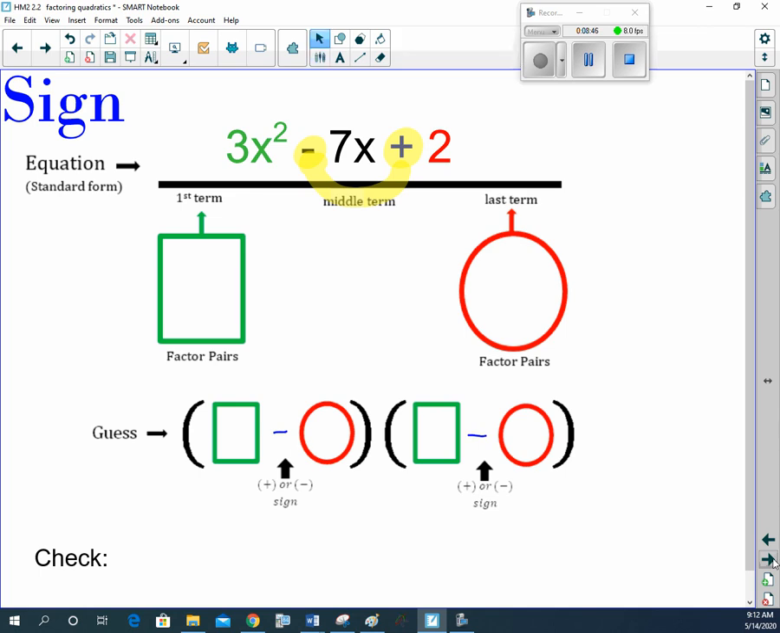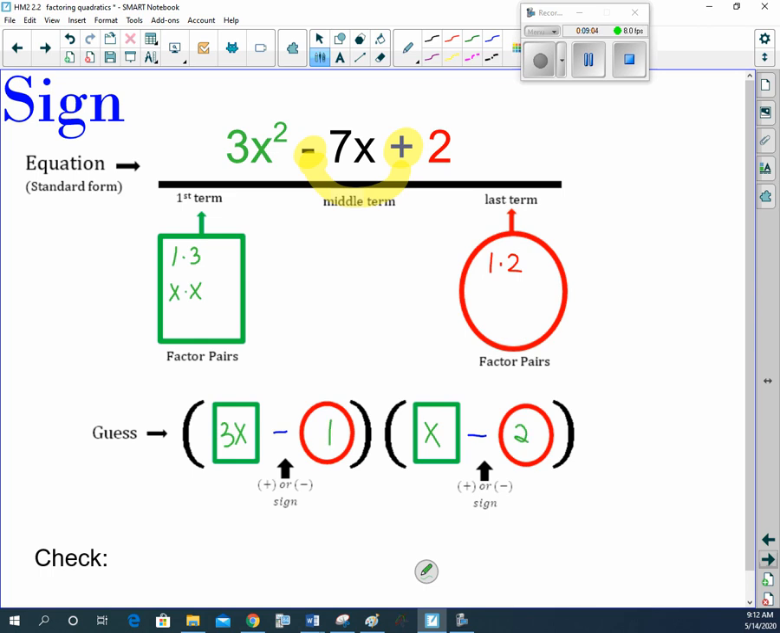And just like on the first page, this is still a 1 times 3 and x times x. And these factor pairs over here are 1 times 2. Doesn't matter the order. I'll do the same thing we did on the other side. We did 3x and x. And then we put the 2 and the 1 here.